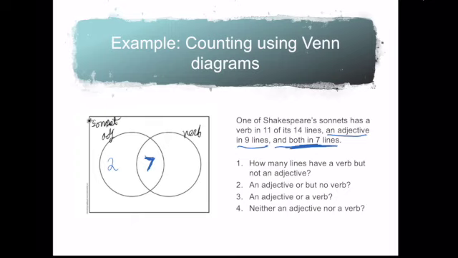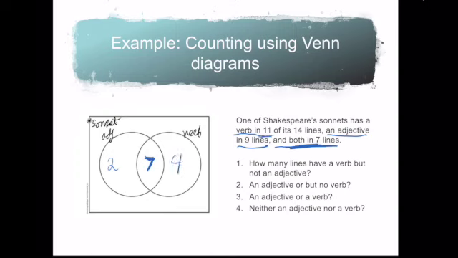Next, I take a look at verb. It says it has a verb in 11 of its 14 lines. 7 plus what is going to give me 11? Because I want this total sum in this circle for verb to be 11. Well, that's going to be 4.